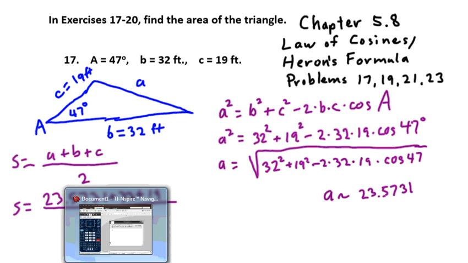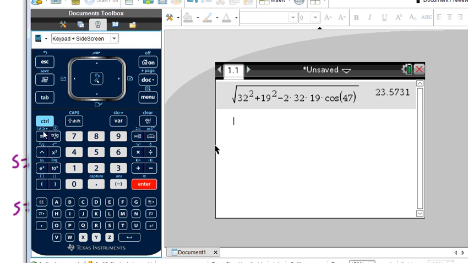Let's go to our calculator and find that semi-perimeter. In the numerator, 23.5731 plus 32 plus 19, and all that divided by 2. So that is our answer.